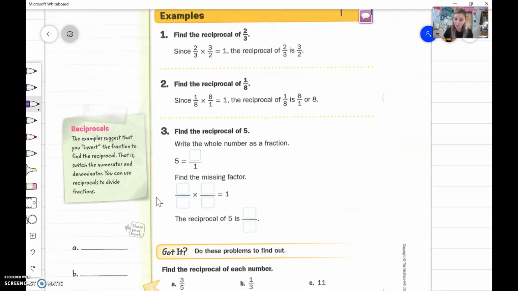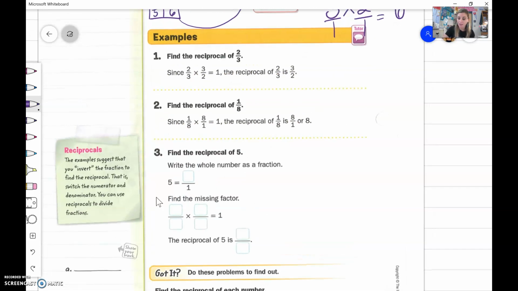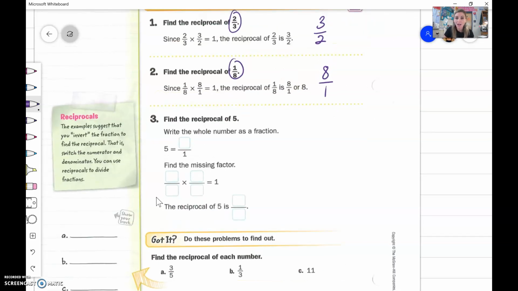Okay, so let's take a look at this. Find the reciprocal of 2/3. That's 3/2. Find the reciprocal of 1/8. That's 8/1. Okay, how do we find the reciprocal of a whole number? Here's my whole number, 5. If I were to write my whole number as a fraction, that is 5/1. Is that the reciprocal? No, because we have to flip that around so that we have 1/5. So remember, when you have a whole number, it always goes over 1, but that's not the answer. That is what it is as a fraction. But now we need to find the reciprocal.